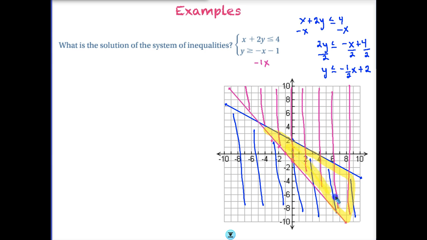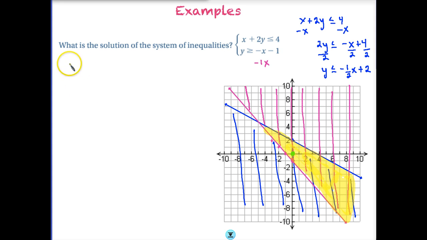And just to make sure, I'm going to go ahead and pick a point in that region, and I'm going to test it out in my equations. So let's find a point. Let's see. An easy point would probably be 0, 0. Anytime you can use 0, 0, that's an easy point to plug in. So I am going to choose 0, 0, which is right here, which happens to fall in my solution area.